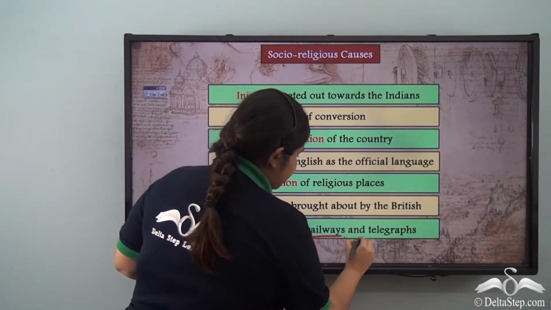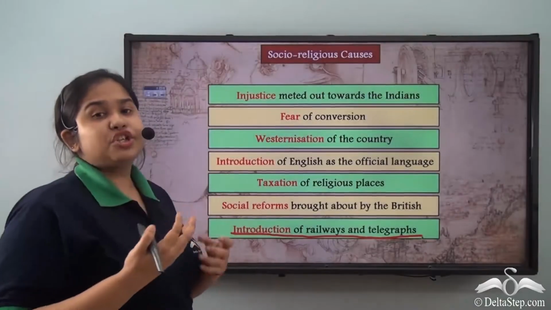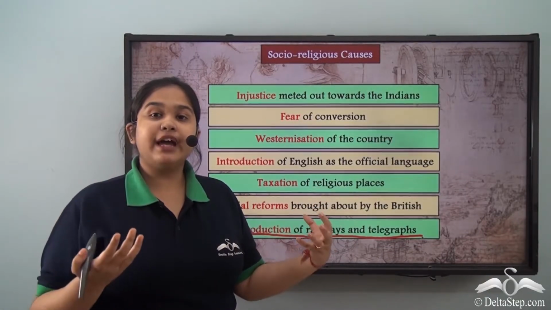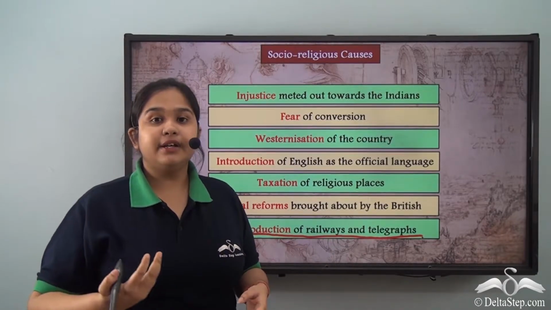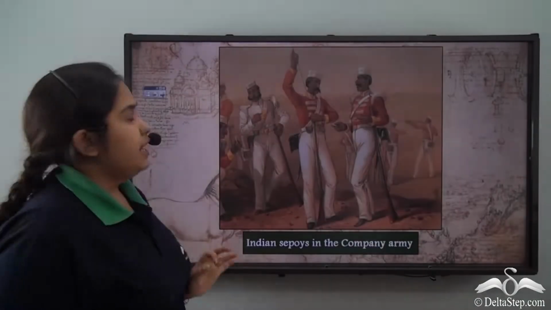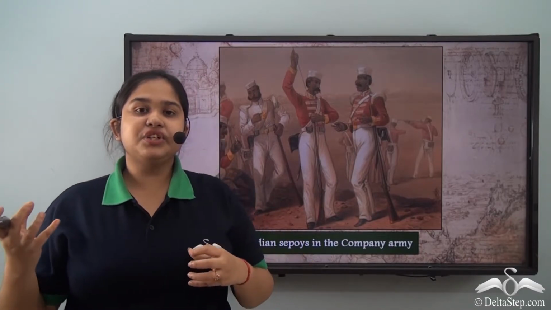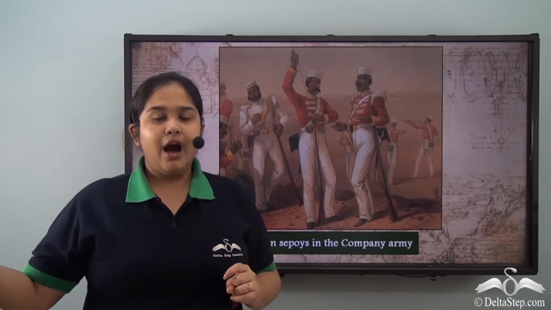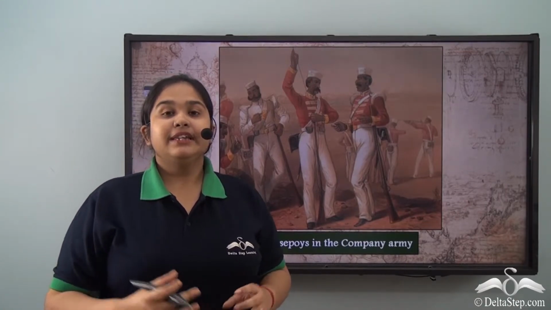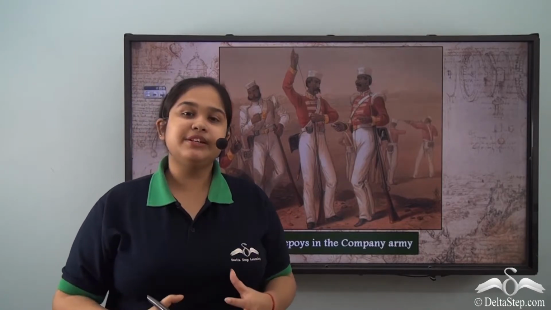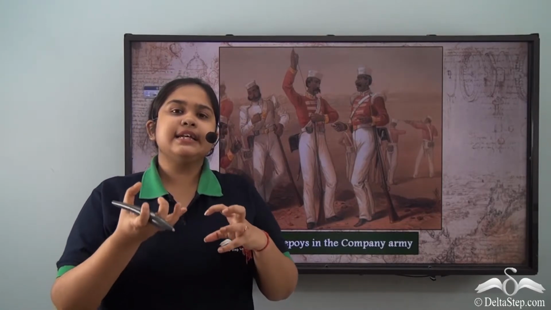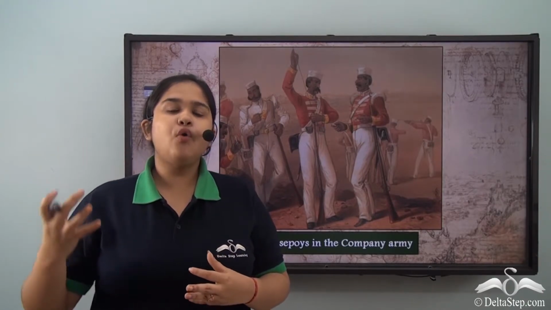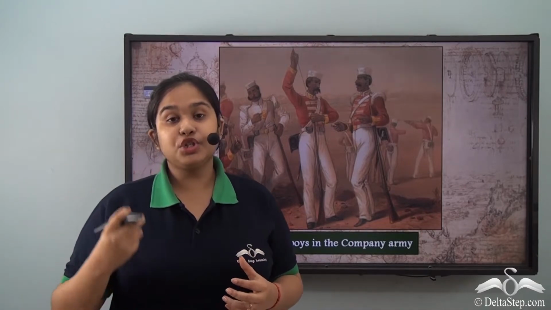Next, we see the introduction of railways and telegraphs, which created a suspicion among the Indians that the British colonizers were constantly trying to scrutinize them and keep them under a radar. Now, it was not just socio-religious, economic and political causes that created the uprising of 1857. There, of course, have to be the military causes that became very crucial to build exactly how and when the whistle was blown.